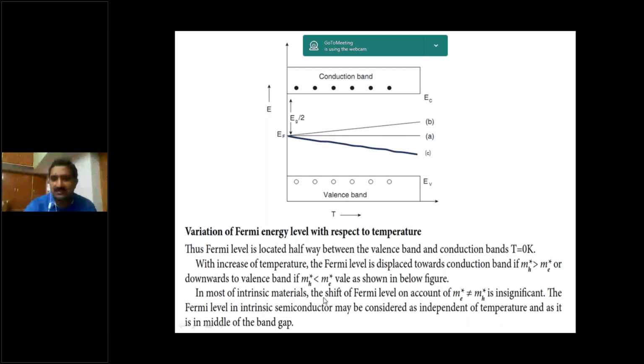In most intrinsic semiconductors, the shift of the Fermi level on account of Me star not equal to Mh star is insignificant. The Fermi level in an intrinsic semiconductor may be considered independent of temperature and in the middle of the band gap. Why? Because in an intrinsic semiconductor, the number of available electrons in the conduction band is equal to the number of available holes in the valency band. So the Fermi level always lies at the center of the band only. So this is about the carrier concentration in intrinsic semiconductor.